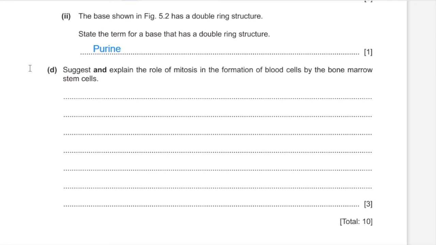Suggest and explain the role of mitosis in the formation of blood cells by the bone marrow stem cells. Stem cells are present in bone marrow, which would form red blood cells by mitosis, and you need mitosis because without it there would be very few red blood cells. So you need mitosis to produce a large number of genetically identical red blood cells, and these are required for oxygen transport.